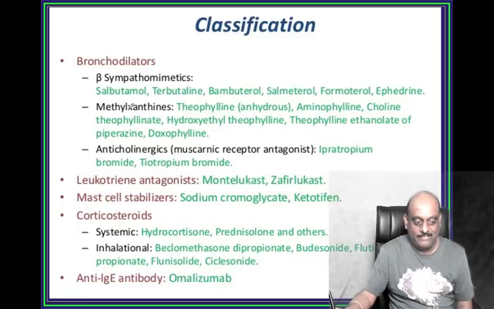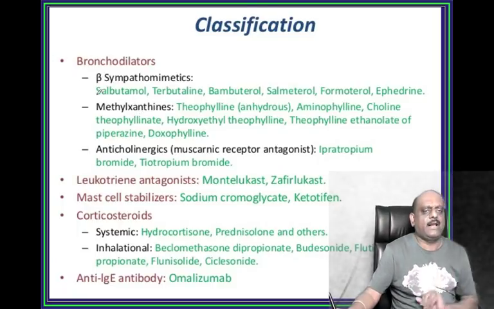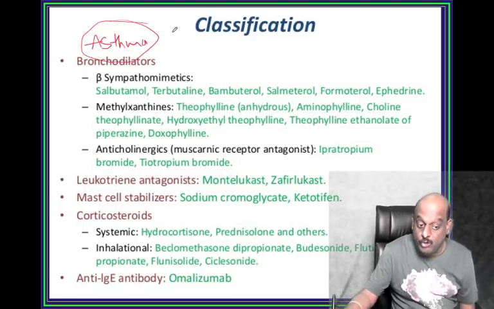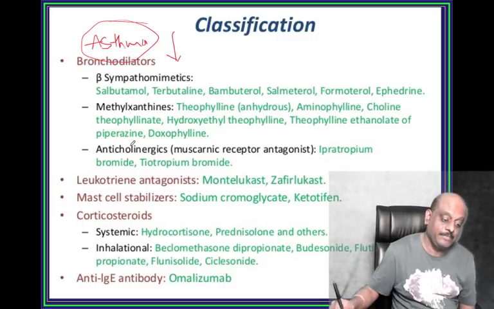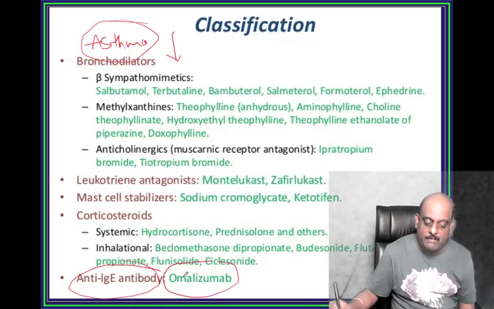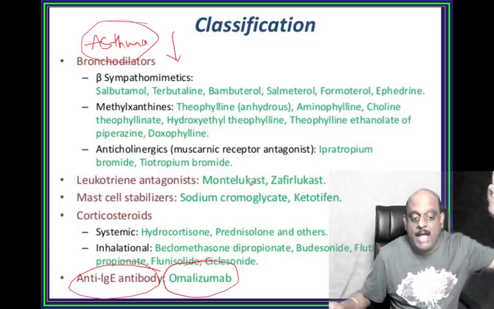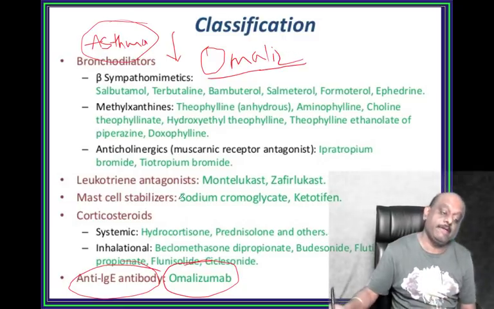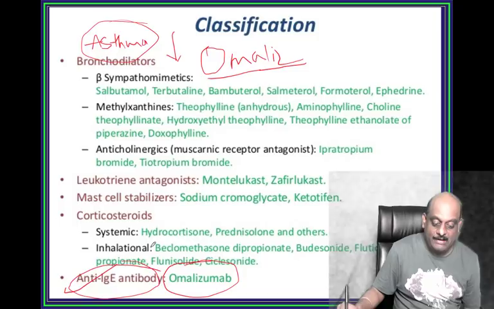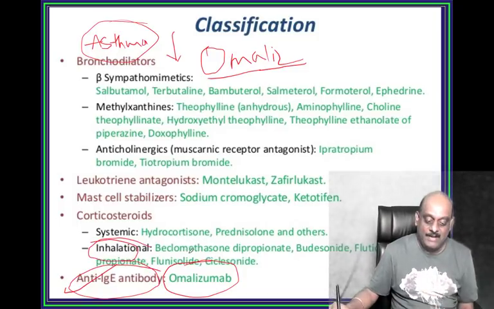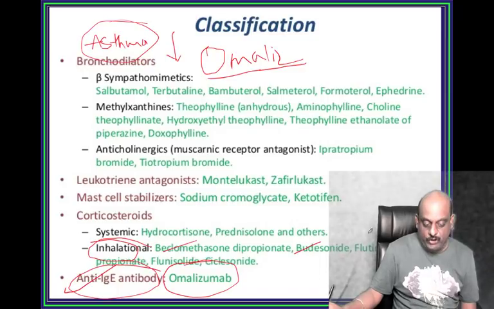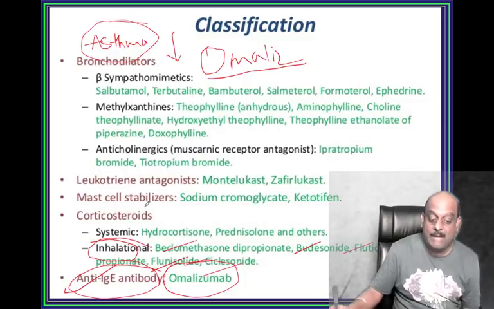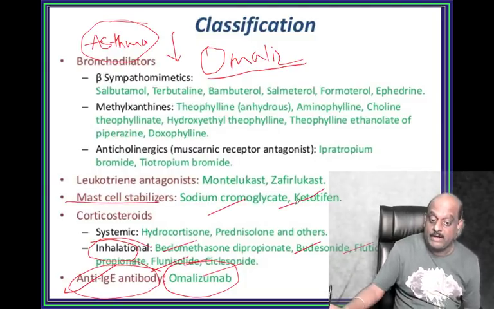So doctor, the entire asthma drugs, definitely asthma drugs is a favorite, among the top 20 topics out of 50 topics in NEETPG. Mainly I want to remind you, omalizumab is an anti-IgE monoclonal antibody. Definitely I have a question. Then inhalational steroids: beclomethasone, budesonide, fluticasone, flunisolide, ciclesonide, they are all inhalational. Mast cell stabilizers: sodium cromoglycate and ketotifen.